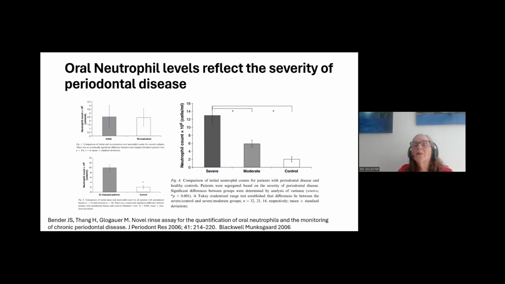Oral neutrophil levels have been shown to reflect the severity of periodontal disease. In the lab, you can measure neutrophils very easily, and this has been done for a while, and they've been shown to indicate severity. They correspond to the clinical results as well. When you see a patient with very severe periodontitis, they have a higher neutrophil count. If they have moderate, they would have a lower neutrophil count. If they have very few neutrophils, they are in a healthy situation. This is as a lab test.